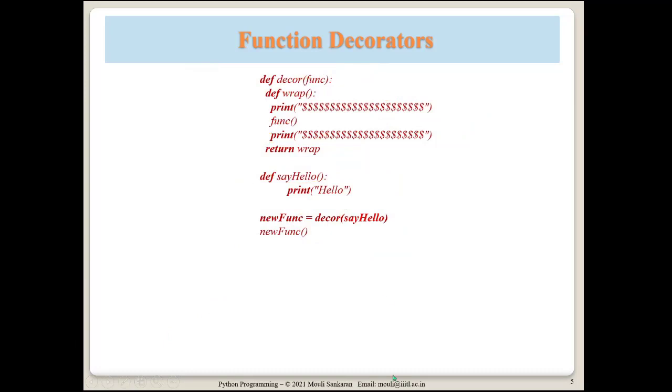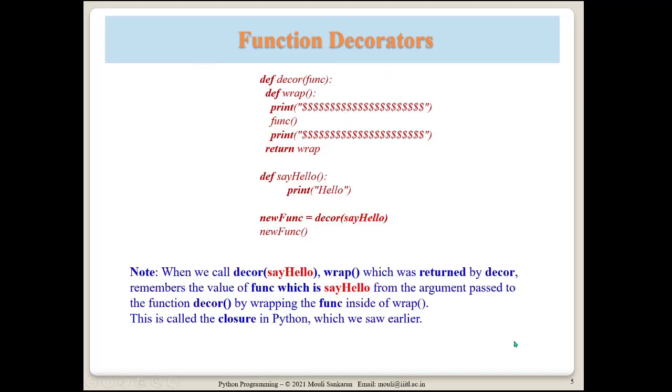The sequence is clear. Once you understand this, the rest of it becomes easier. You can play around with it much easier. So when we call decor with a parameter, the wrap function which was returned by decor, okay, this wrap which is returned by the decor remembers the value of func, okay, the value of what parameter is received, which is say hello.